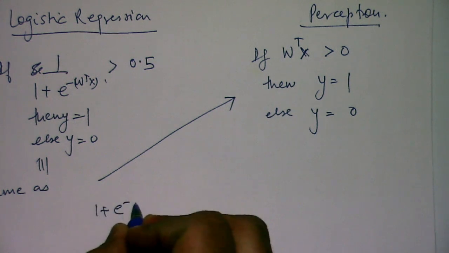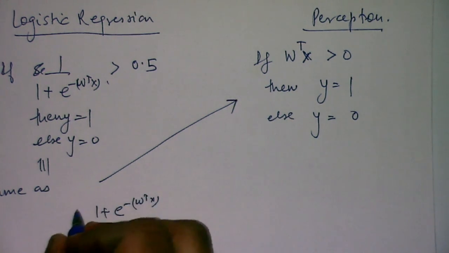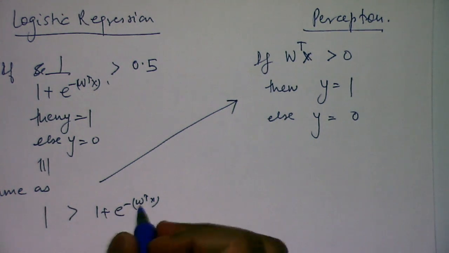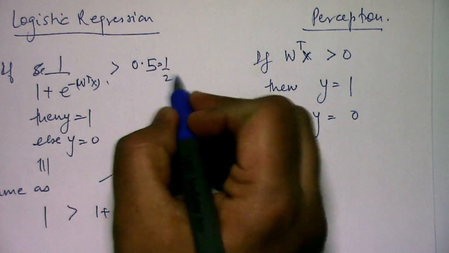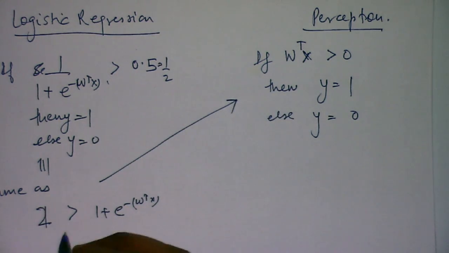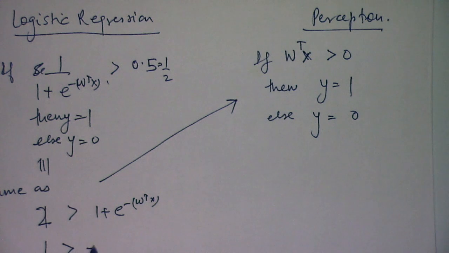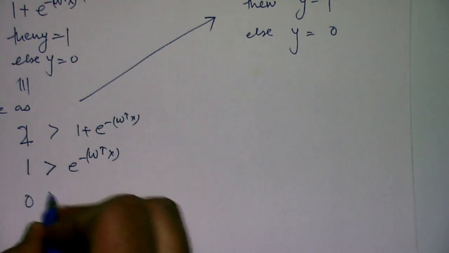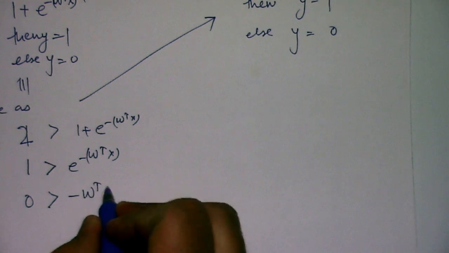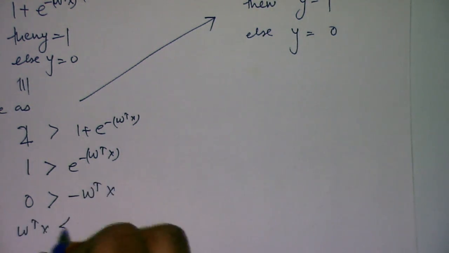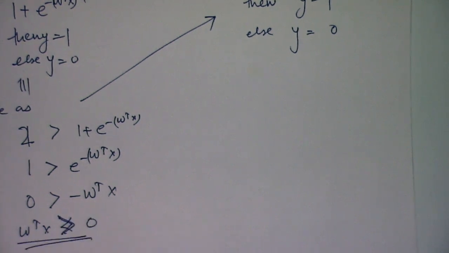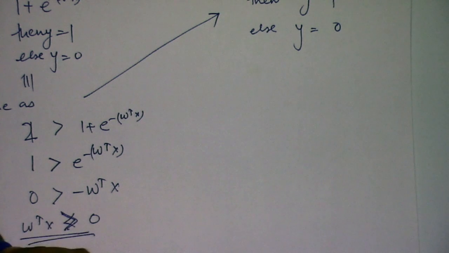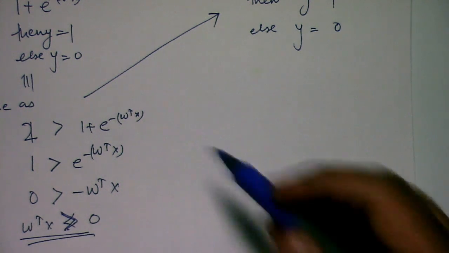So this could be 1 plus E to the W transpose X is less than 1, so 2, right? And then this goes here, so 1 is E to the minus W transpose X, take log on both sides, this will be 0, greater than minus W transpose X, which means W transpose X is greater than 0. It's the same thing, right? So if W transpose X is greater than 0, then call it 1, otherwise 0. So they both are the same.